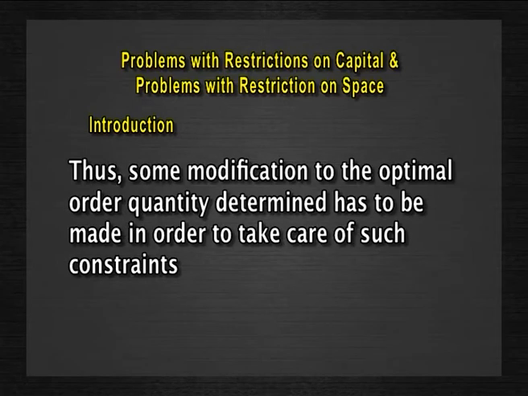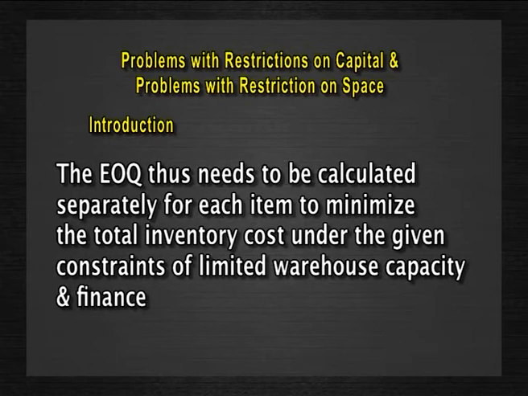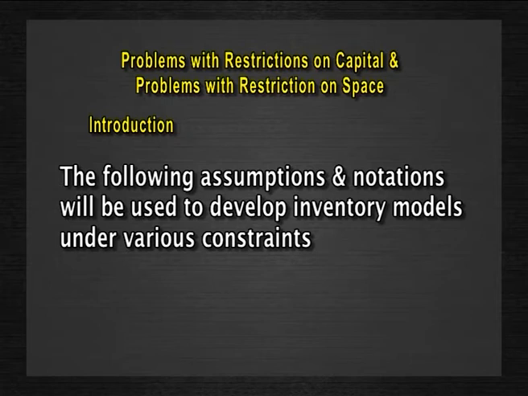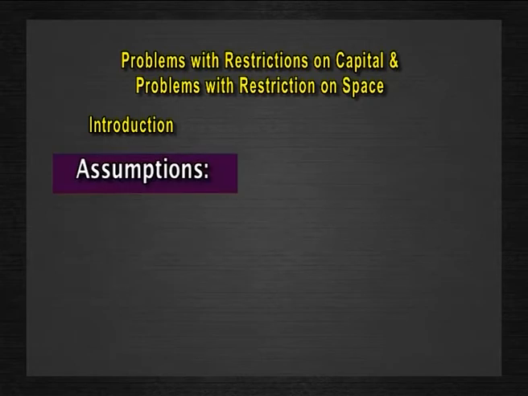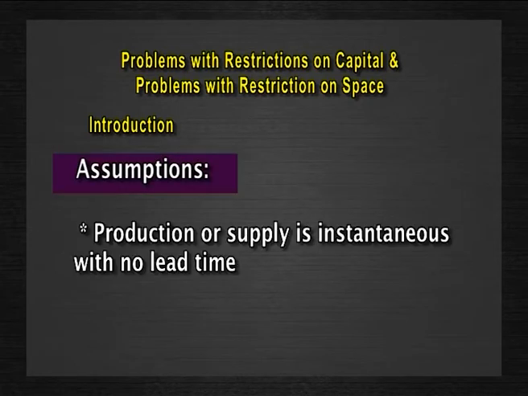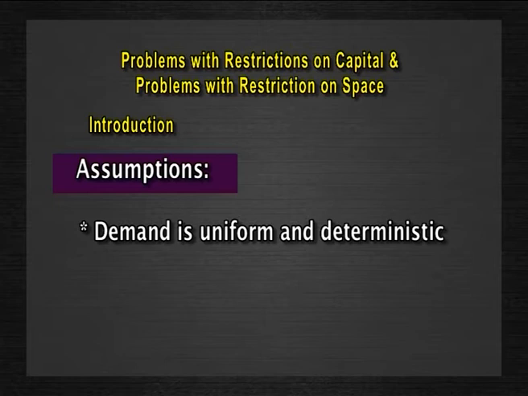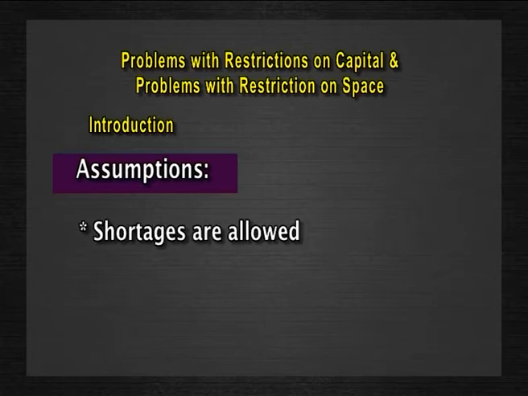Thus, some modification to the optimal order quantity determined has to be made in order to take care of such constraints. The EOQ thus needs to be calculated separately for each item to minimize the total inventory cost under the given constraints of limited warehouse capacity and finance. The following assumptions and notations will be used to develop inventory models under various constraints. The assumptions are: production or supply is instantaneous with no lead time, demand is uniform and deterministic, and shortages are allowed.